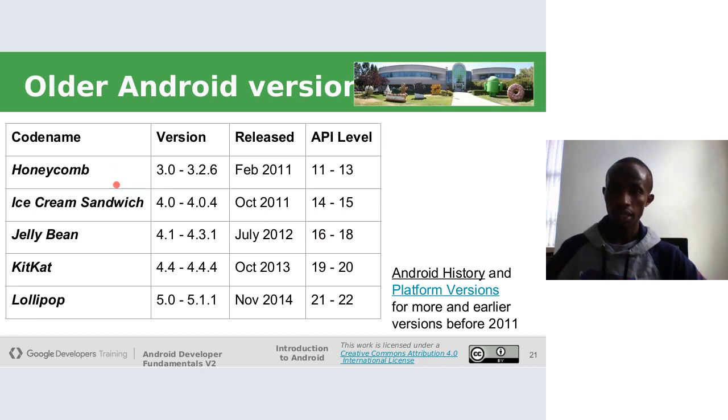The APIs have a name and versions. All the names of the APIs are names of desserts, ama chakula you eat after the main dish. For example, you have honeycomb, you have ice cream sandwich, you have jelly beans, you have Kit Kats, lollipops. And you'll find that the code names of these APIs always follow each other in alphabetical order. For example, you see from H, you're going to I, J, K, L.